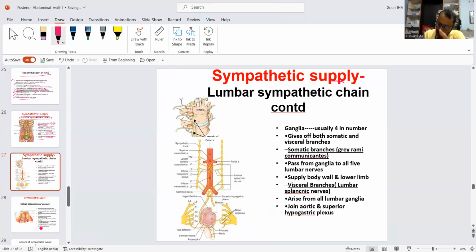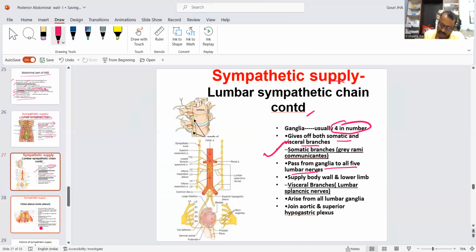Now we can see the ganglia over here. The ganglia are usually 4 in number. The sympathetic chain will always supply through the ganglion, because we already know the preganglionic fiber and the postganglionic fiber. They give off the somatic and the visceral branches. We have already seen this one. So the somatic branches, the gray rami communicantes, pass from the ganglia to all the 5 lumbar nerves.